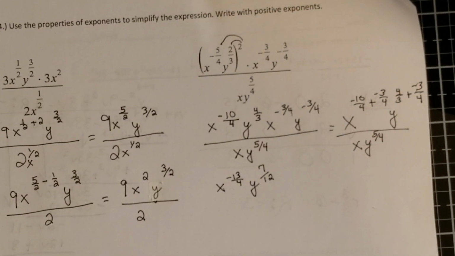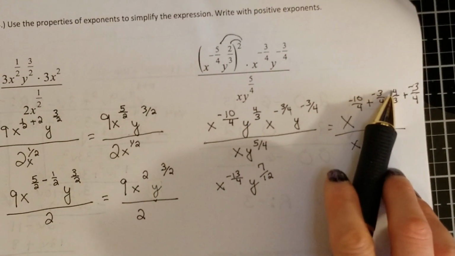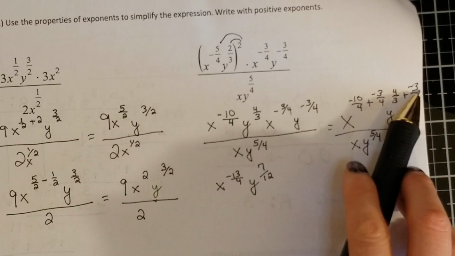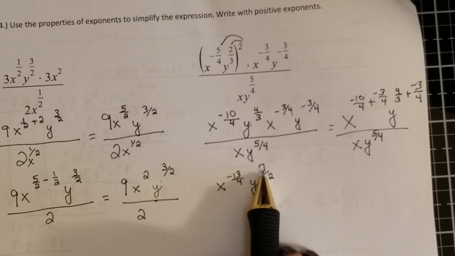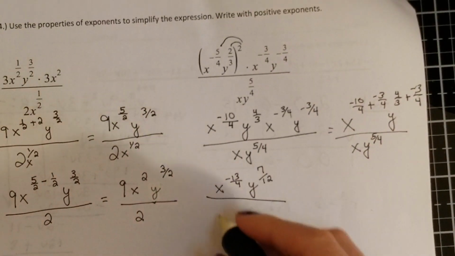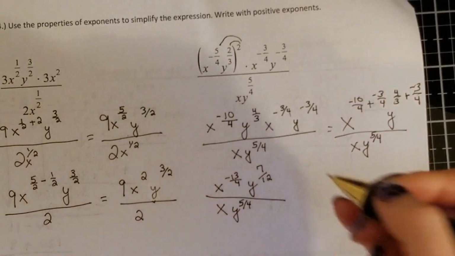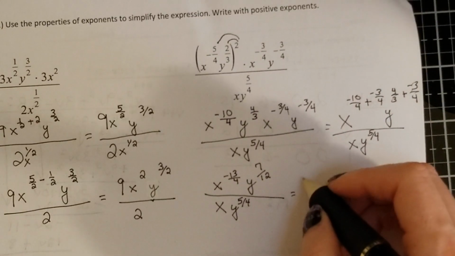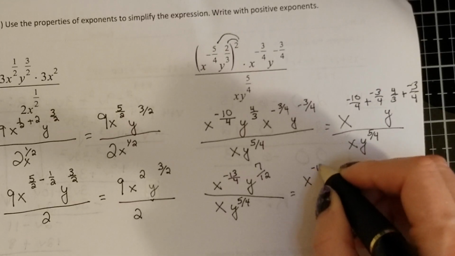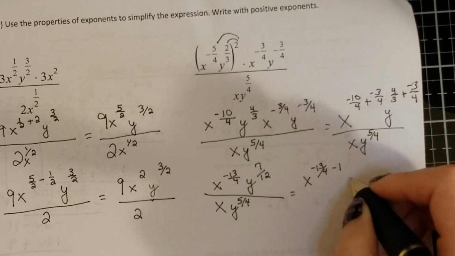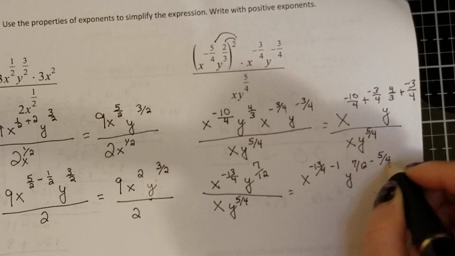All right, and I misspoke earlier. Up here on the top, this would be a 16 on the top, and then this would be 3 times 3, so that would be 9. So 16 minus 9 would be 7, and I'm really sorry I misspoke. On our denominator is x, y to the 5 over 4. Now we want to subtract with our exponents. So this is going to be x to the negative 13 over 4 minus 1, y to the 7 over 12 minus 5 over 4.